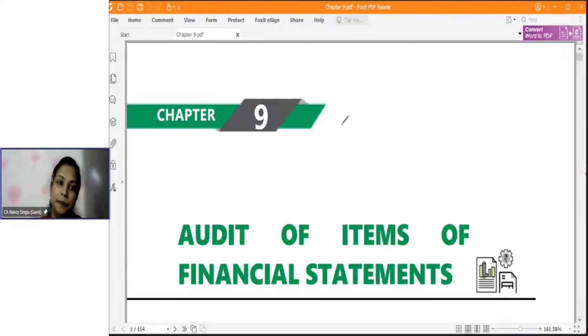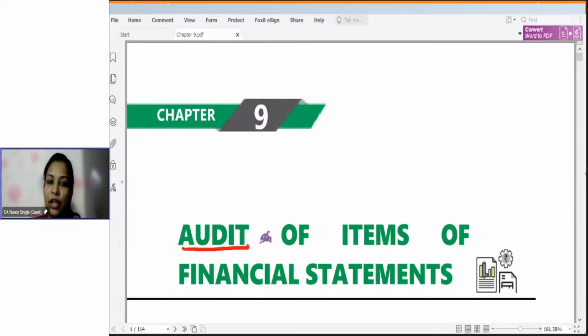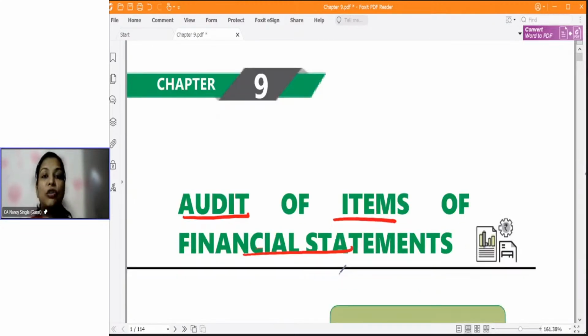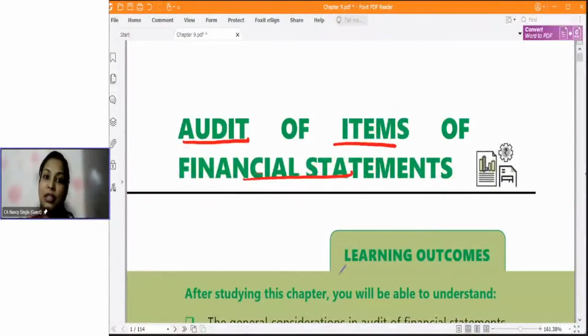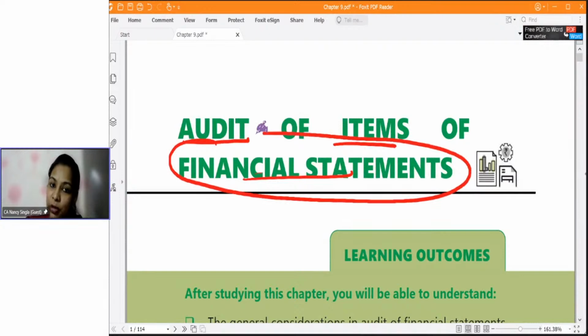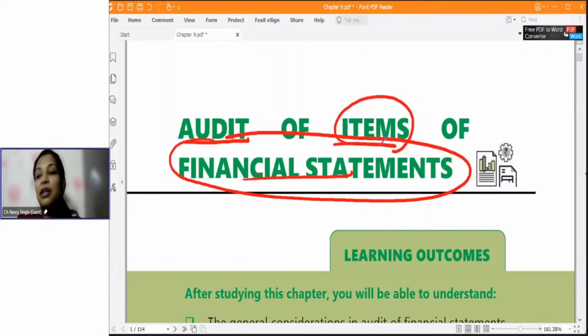ठीक है. So chapter number 9, audit of items of financial statement. अब तो आप सबको पता है कि audit of items of financial statement क्यों पढ़ना है, because opinion कहाँ देना है, on the financial statement as a whole. Financial statement as a whole पर opinion आप नहीं दे सकते unless and until each and every individual item पे you have a comfort as an auditor.